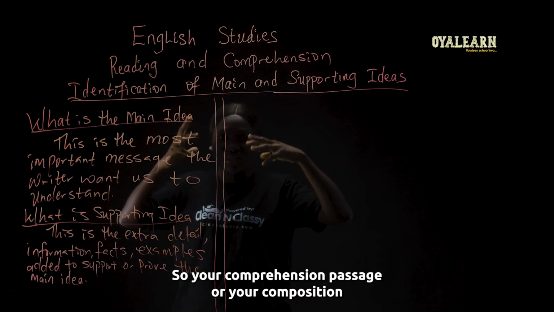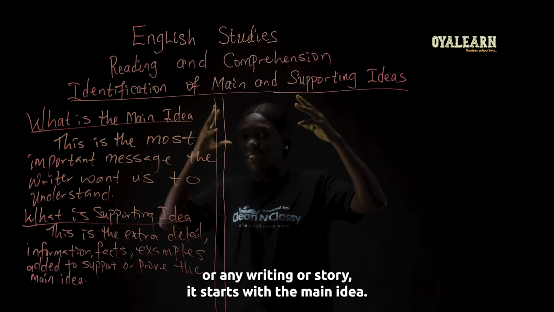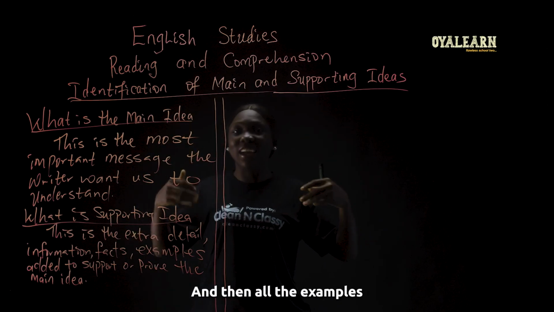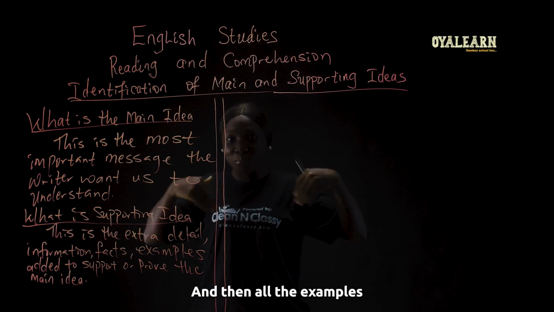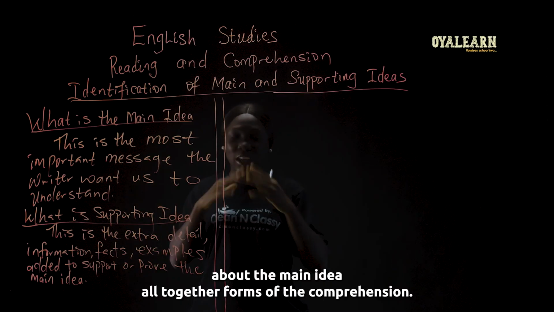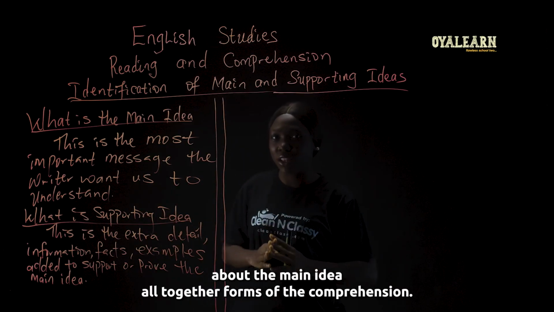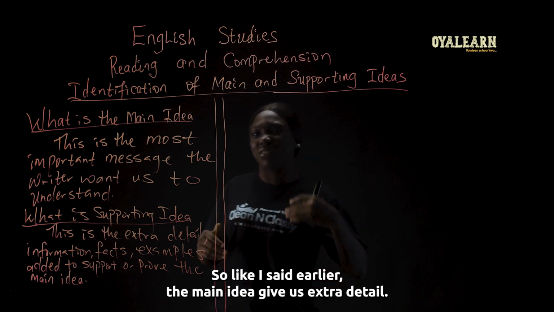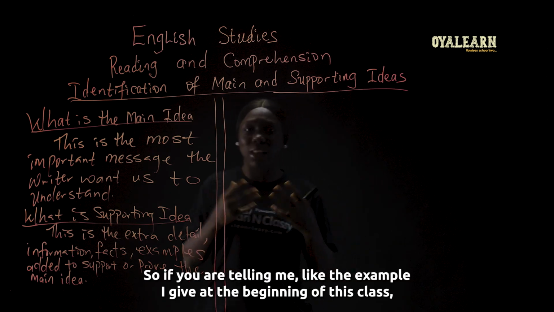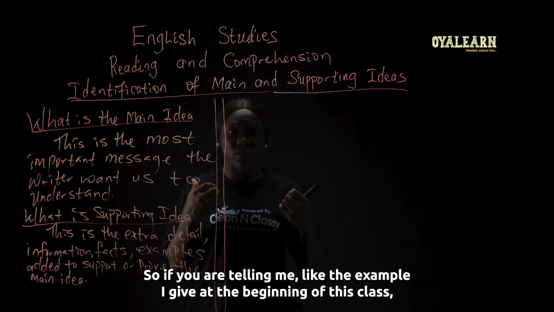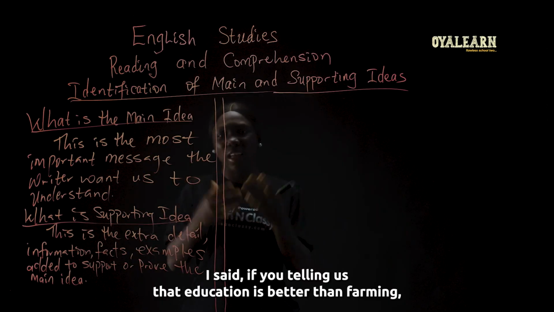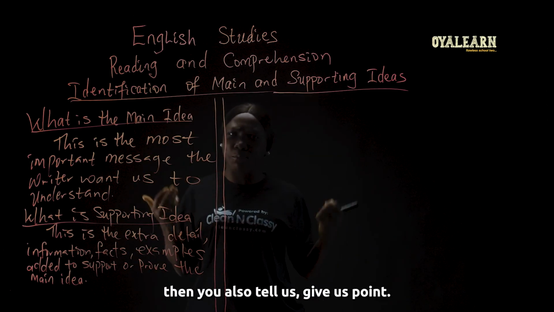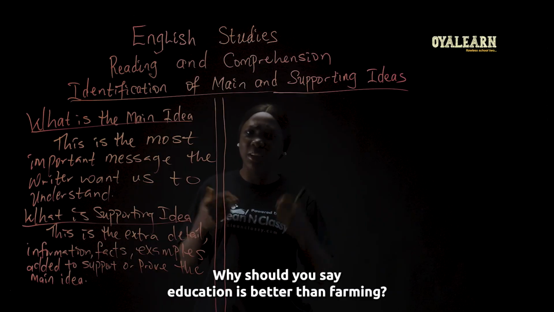So in your comprehension passage or in your composition or any writing or story, it starts with the main idea, and then other examples about the main idea all together forms up the comprehension. So like I said earlier, the main idea gives us extra detail. Like the example I gave at the beginning of this class, if you're telling us that education is better than farming, then you have to give us points. Why should you say education is better than farming?